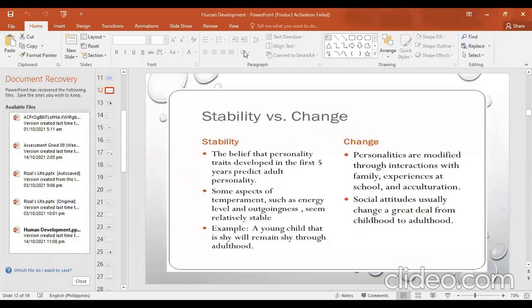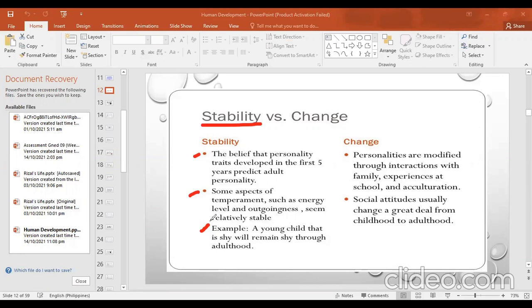So next we have stability versus change. When we talk about stability, it is the belief that personality traits developed in the first 5 years predict adult personality. Some aspects of temperament, such as energy level and outgoingness, seem relatively stable. An example to this one, a young child that is shy will remain shy through adulthood. Andito yung tinatawag natin na stagnant. Kung ano ka nung ikaw ay bata pa, nadadala mo siya hanggang pagtanda mo.